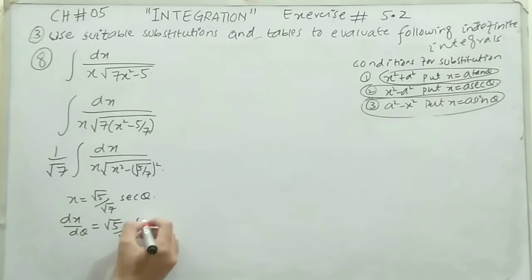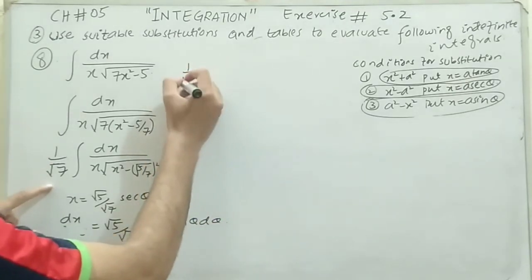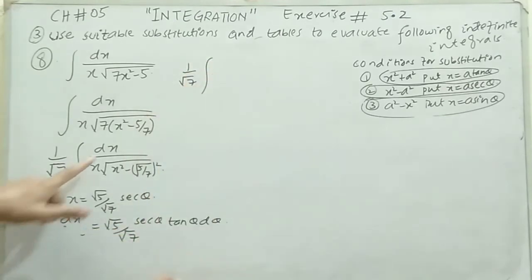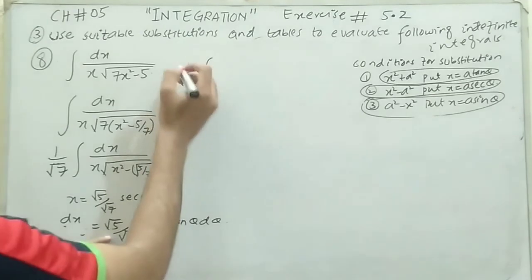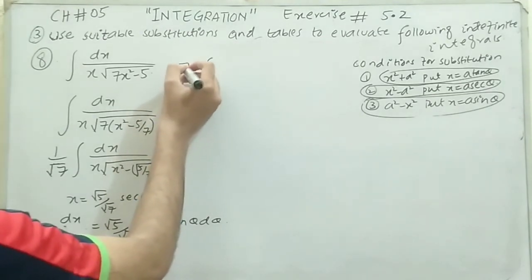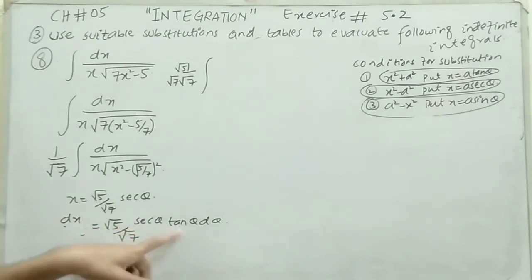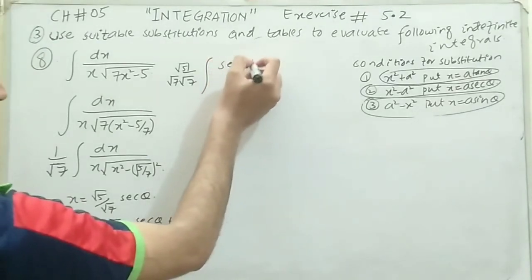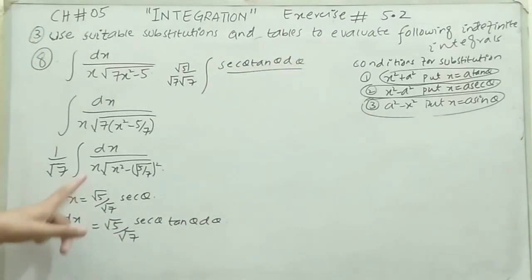times the derivative of secant theta, which is secant theta tangent theta. The d theta will come to this side, so this is the value of dx. So the integral becomes 1 over root 7 integral of dx, which is root 5 divided by root 7, secant theta tangent theta d theta, divided by x.